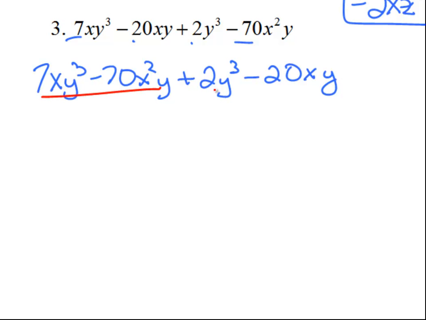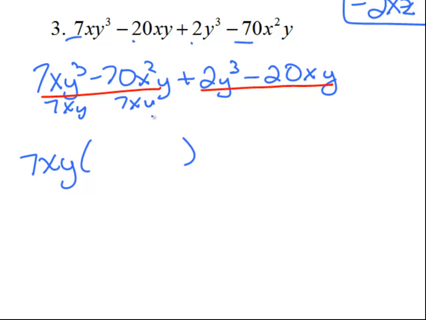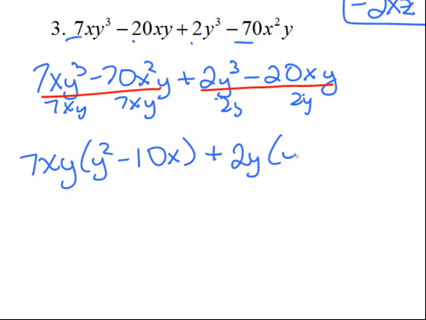All right, so let's look at this group and that group. In this group, they're both divisible by 7, an x, and a y. So divide each of these by 7xy. This group looks like a 2, and since that 2 in front is positive, that's what I want to take out, a positive 2. You want to write that plus sign, very important. What else do they have in common? A y. So if I divide each of these by 2y, this is good, because once again, those match.